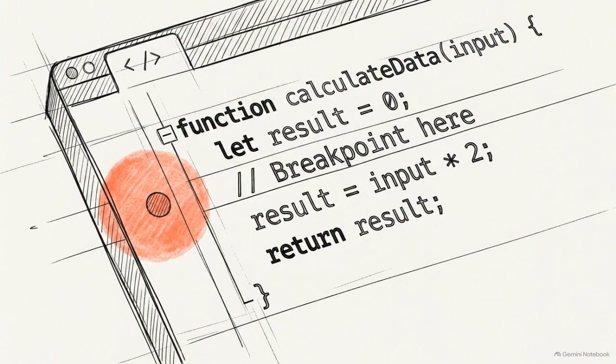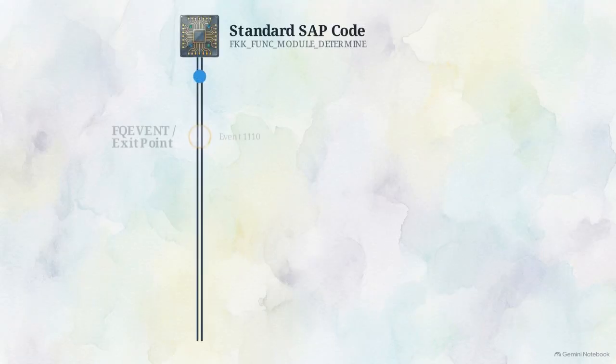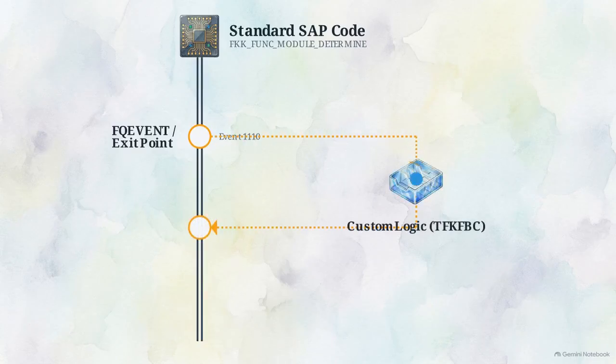To inject custom logic before the arrays are permanently committed to the database, SAP relies on a system-wide interception mechanism known as event technology. FKEVENT technology, or FQEVENTs, provides predetermined exit points embedded in the standard SAP code. At these junctures, standard processing pauses for custom logic.